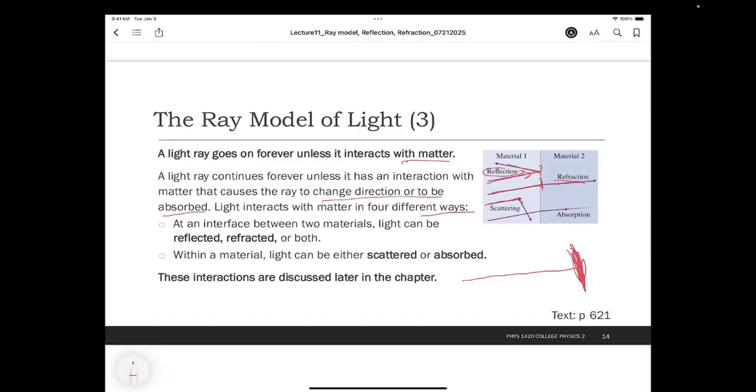And the next one, if there is a net, it will be absorbed by something. There are four different ways. At an interface between two materials, light can be reflected, refracted, or both. Within a material, light can be either scattered or absorbed. Those interactions are discussed later in this chapter.